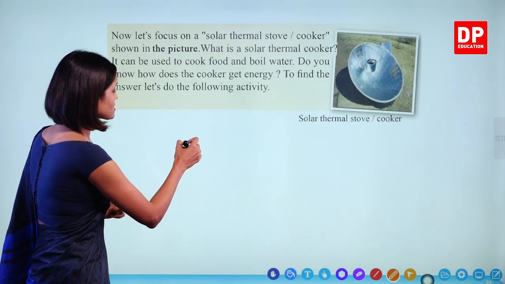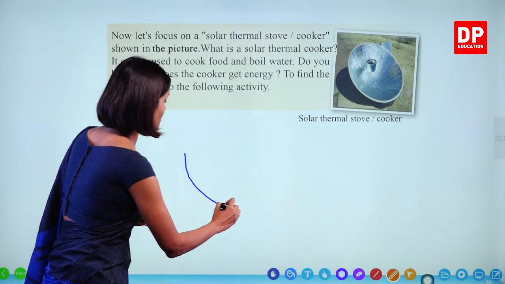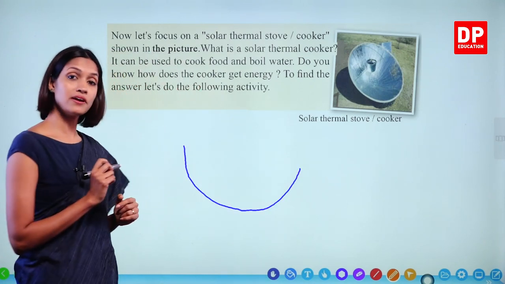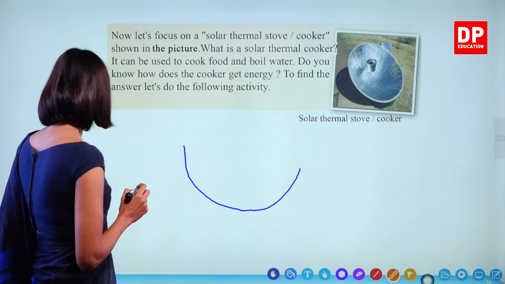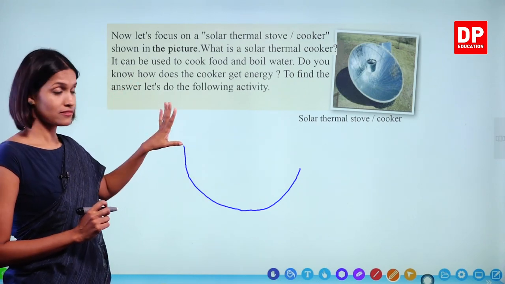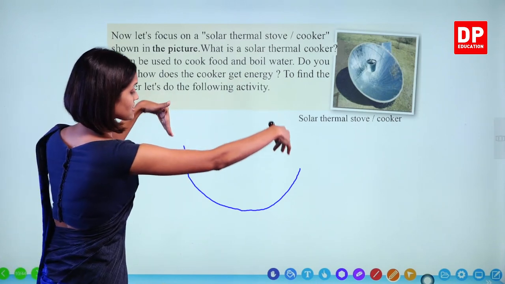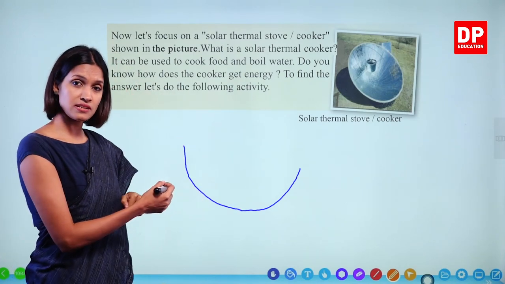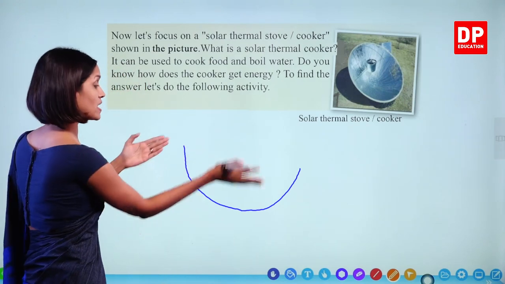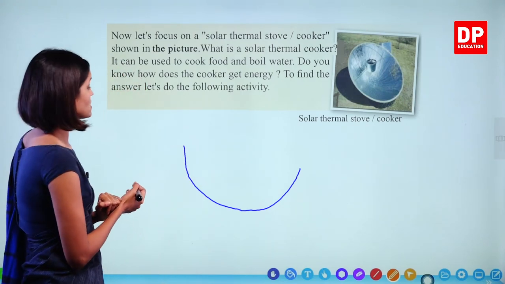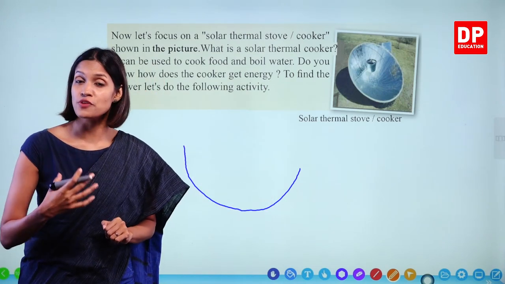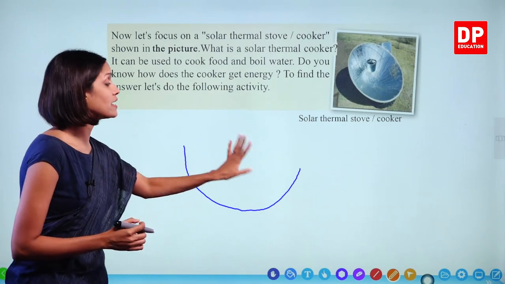Remember, this is a structure, an equipment with a curved shape. Right? So the inside, this is actually a concave mirror. Right? Concave means a certain surface which is curved inwards, right? So this is curved inwards. Now this is the outside, and this is the inside. Okay, children? So this inner surface is very shiny. It is a type of mirror. Okay, shiny like a mirror.